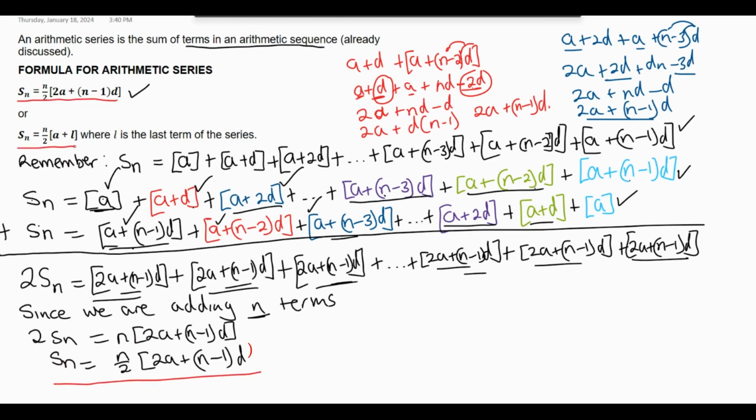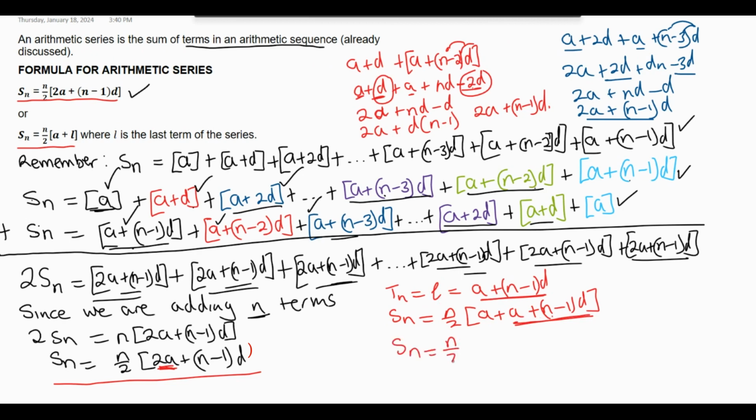Right, now how do we prove this one then? For this one, you have to remember that Tn, which is the last term, let me write l there for the last term, is equal to a plus (n minus 1)d. Now we write the formula Sn is equal to n over 2 times (2a plus (n minus 1)d), where 2a is just a plus a. If you check, the part a plus (n minus 1)d is the same as l, so we can replace it by l. Then Sn is equal to n over 2 times (a plus l). That's how we prove this formula. We're going to do examples in our next lessons.